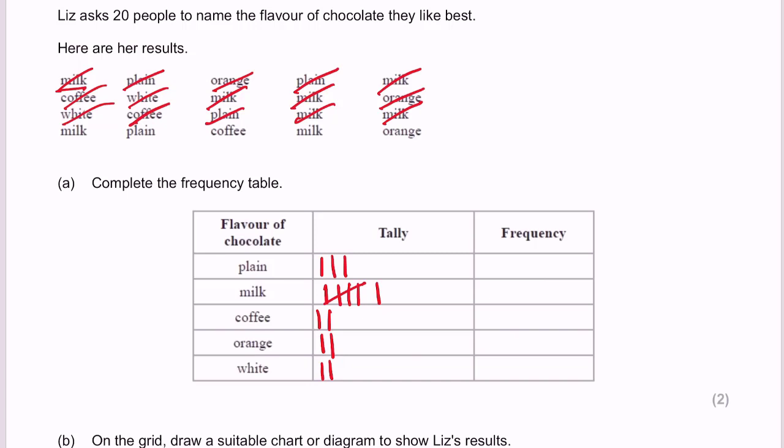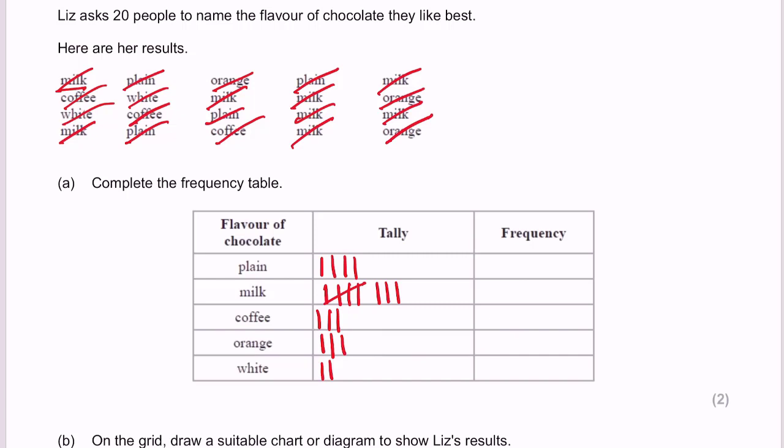Milk again. Milk. Plain. Coffee. Milk. Orange. Just double check that you got the total. Well, let's count them up.